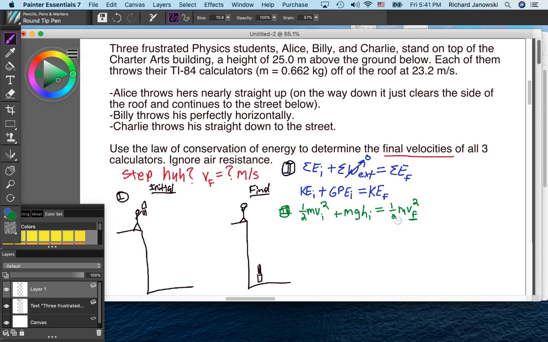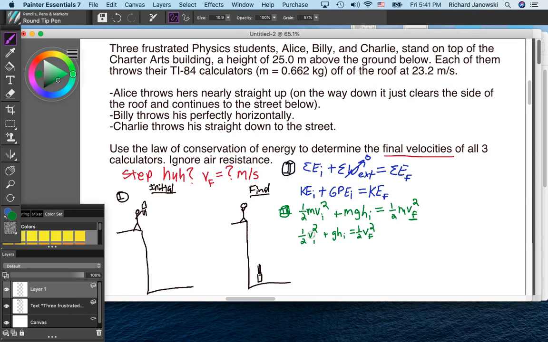First thing is let's divide everything by m. If you do that, something wonderful happens. The m's all go away. So I'll rewrite this without the m's. 1/2 m divided by m is 1/2, so the m goes away. Plus mgh divided by m is just going to be gh. And the right side, 1/2 v final squared. So we've got more algebra to do.